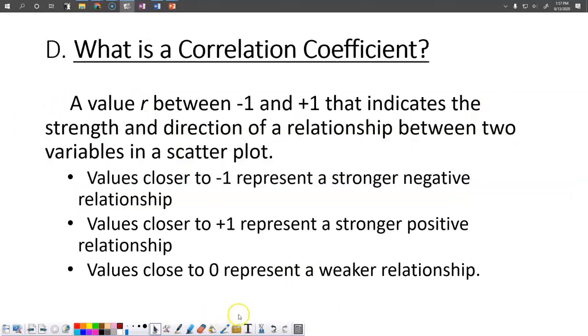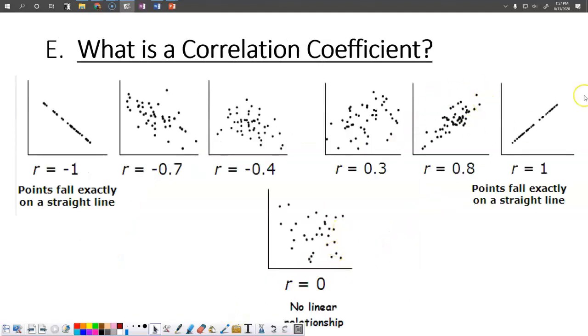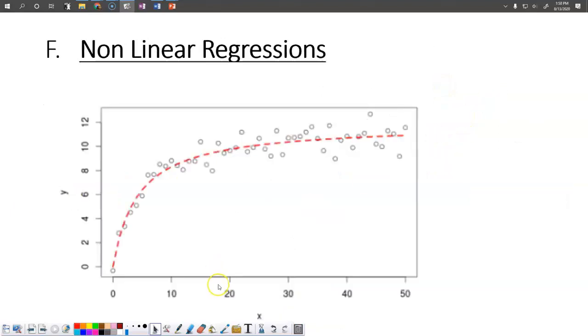Well, actually, let me back up a little bit. I think it's a positive one. So let's look on this side. They're pretty close to this, I would say. They're definitely not this good. They're not this scattered. They're pretty close together. So I would say that it has a moderately strong positive relationship.